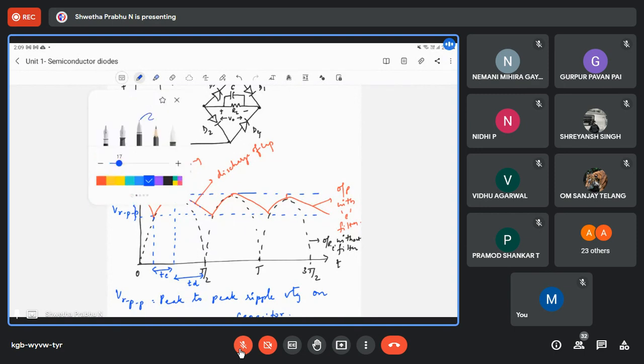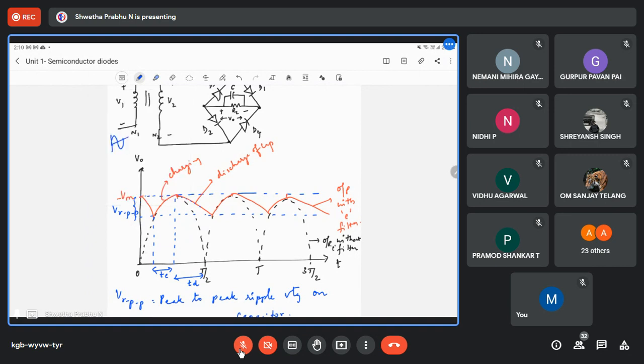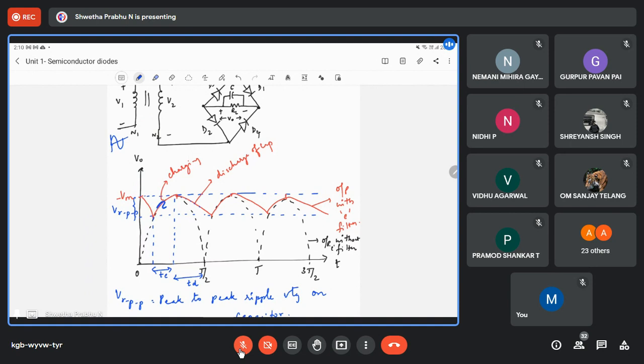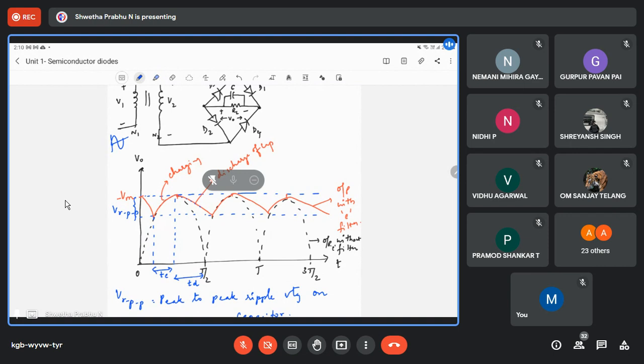Here, let me open the cursor. Are you able to see the cursor? Yes, ma'am. Okay, look at this cursor. The waveform you are seeing in black dotted lines is the full wave bridge rectifier output. And the red one is only the filtered output.